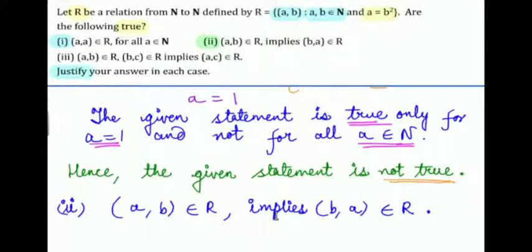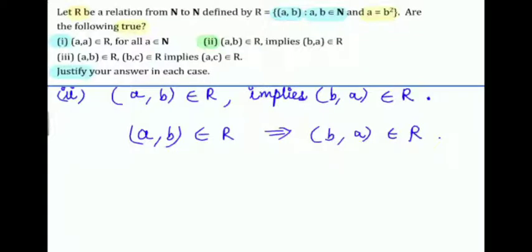(a, b) belongs to R implies (b, a) belongs to R. So that is also false. It's very simple. (4, 2) belongs to R since 2 square is equal to 4, but (2, 4) does not, since 4 square is 16 and does not equal 2, so that is not possible.